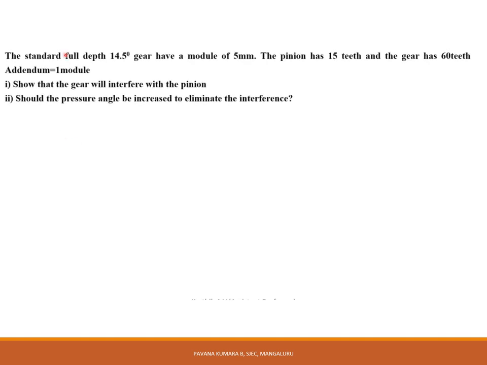So we'll see the second problem. The second problem is a standard full depth 14.5 degree gear; the previous one was a 20 degree gear. The 14.5 degree gear has module m of 5 mm, the pinion has 15 teeth and the gear has 60 teeth. Addendum is 1 module. Show that the gear will interfere with the pinion. Interfere is nothing but contact. Should the pressure angle be increased to eliminate the interference? These two we have to find out in this problem.